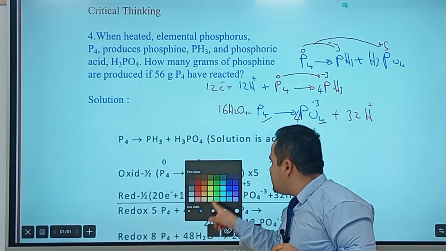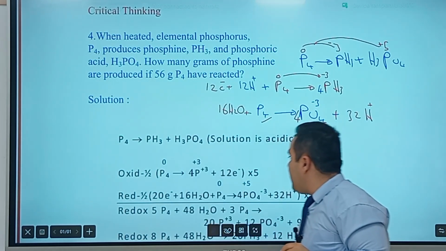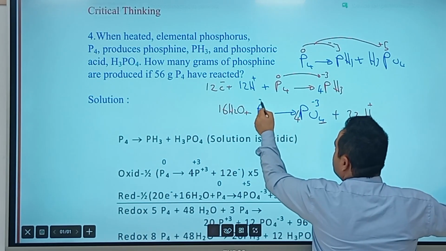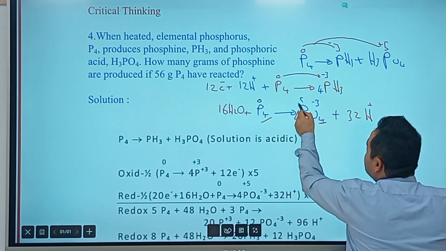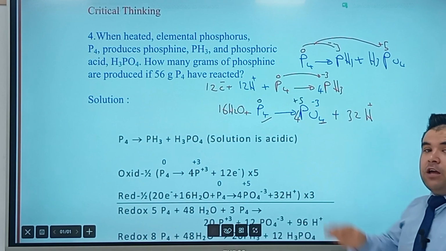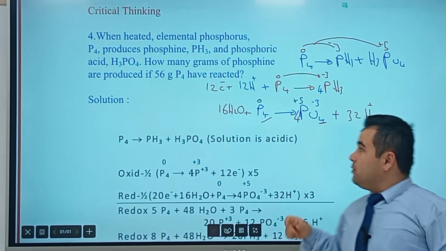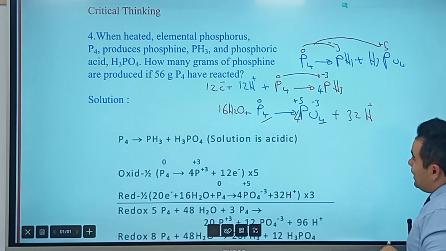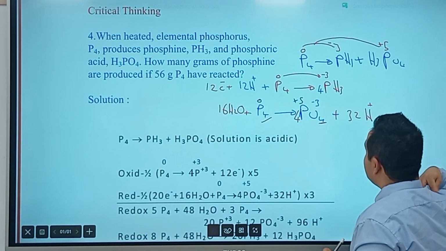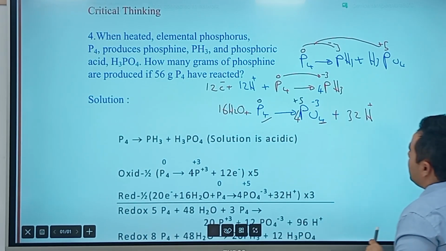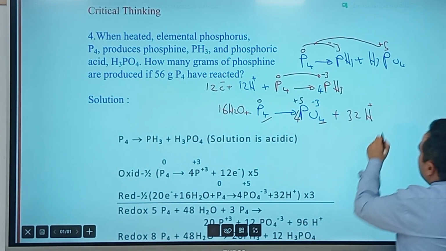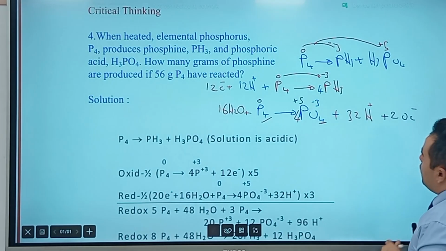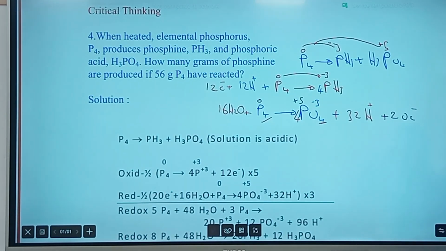How about balancing the charges? Guys, the oxidation number of phosphorus here is 0, here is 5. 0 to 5 is 5 units for one atom. How about for 4 atoms? It's 20. That's why we can write the 20 electrons in the product of the reaction, because it's oxidation.